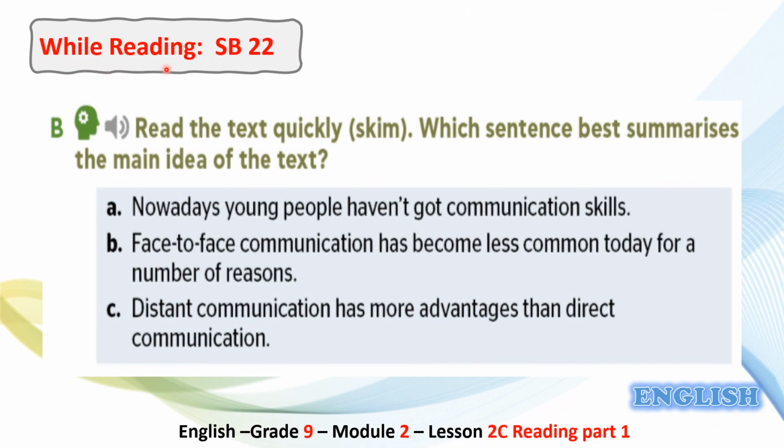While reading activity, Students' Book, page 22. Exercise B. Read the text quickly, skim, which sentence best summarizes the main idea of the text? A, B, or C. A. Nowadays, young people haven't got communication skills. B. Face-to-face communication has become less common today for a number of reasons. C. Distant communication has more advantages than direct communication.